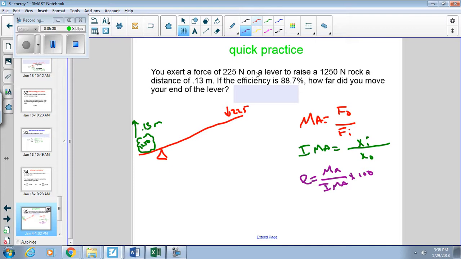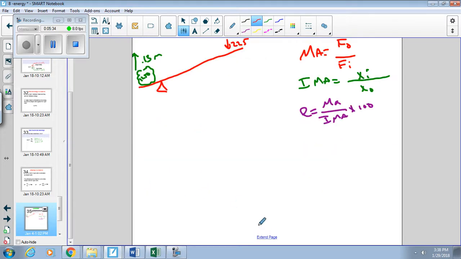Alright, let's start with the red one first. Mechanical advantage. Force output, we need to raise 1250 over the 225 that we need to put in. That should give us 5.56 with no units. It's a ratio, so the units of newtons would divide out. So that one is set.